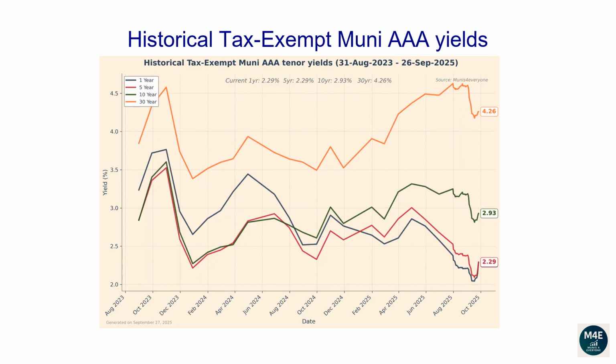This line plot and the next plot show how each tenor of the Muni yield curve has changed over time. From the 31st of August 2023 to the 26th of September 2025, the 1-year yield has dropped from 3.24 to 2.29. The 5-year yield has dropped from 2.85 to 2.29. The 10-year yield has increased from 2.84 to 2.93. The 30-year yield has increased from 3.85 to 4.26.